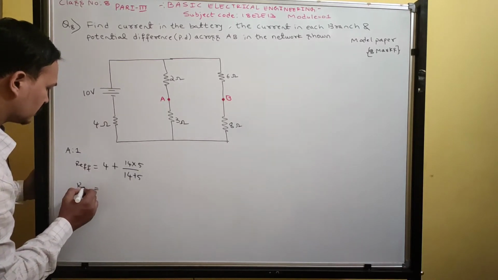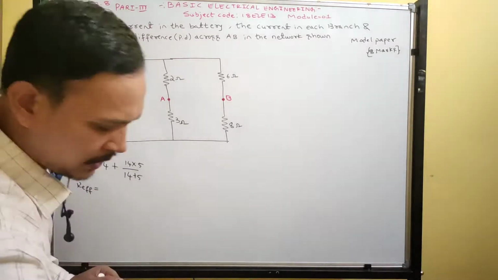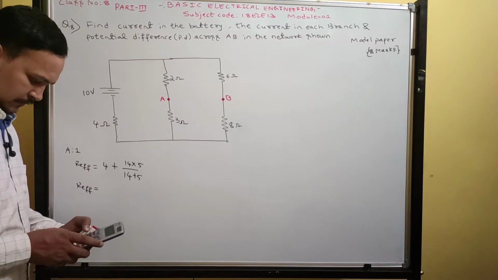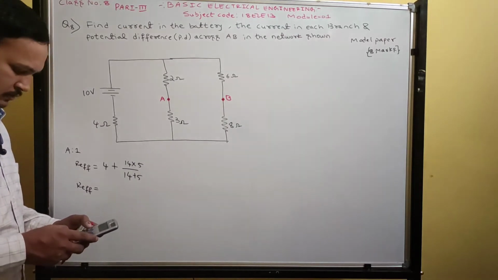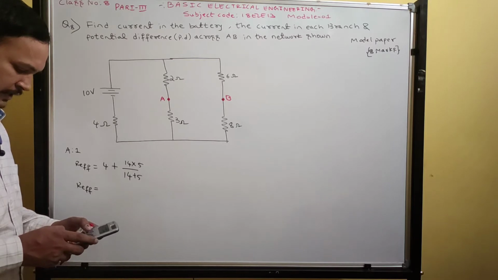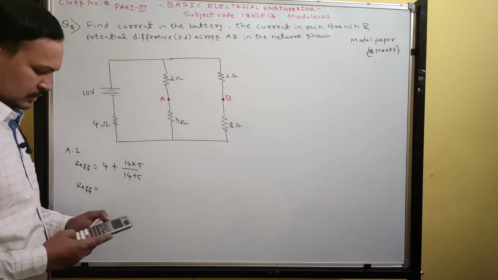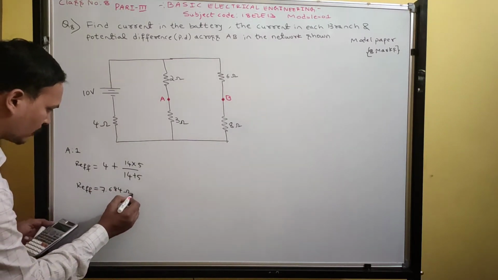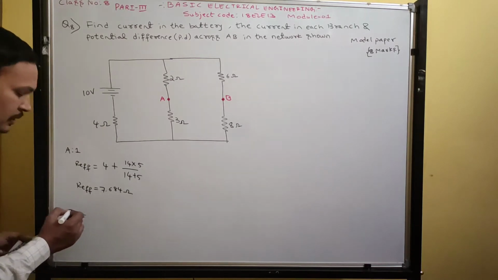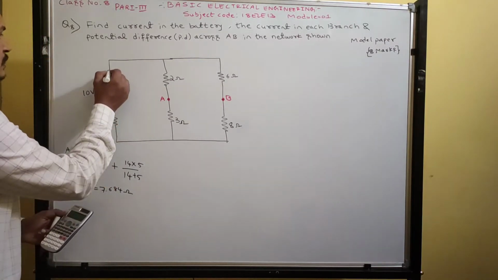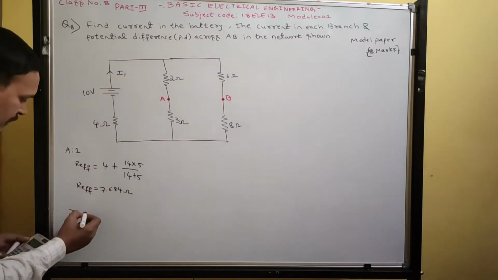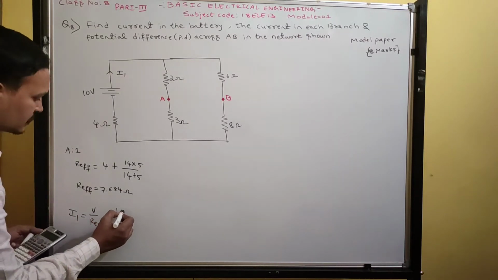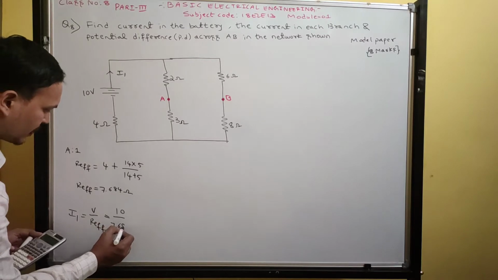So if you do this, you will get R effective equals 4 plus 14 into 5 divided by 19. 14 plus 5 is 19. So we got effective resistance 7.684 ohms. Now calculate the supply current I1. What is I1? V by R effective. What is the supply voltage? 10 volts. 10 divided by 7.684.